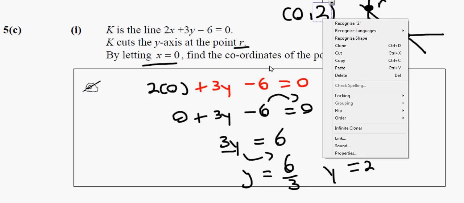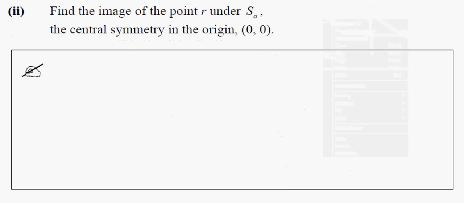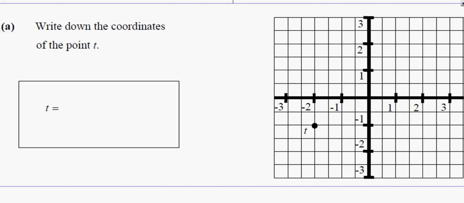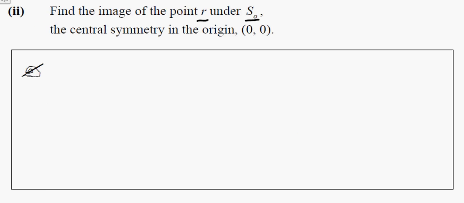Okay. Now, find the image of the point R. So what it wants here is for R to go through S0, okay? It wants the image of R under S0. S0 means central symmetry in the origin 0, 0. I'm going to show you what central symmetry means now. It's probably one of the first times you've seen central symmetry, okay?